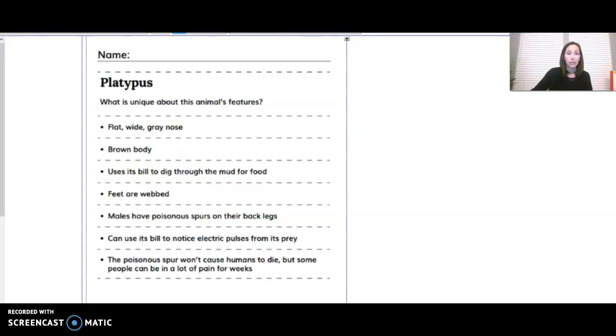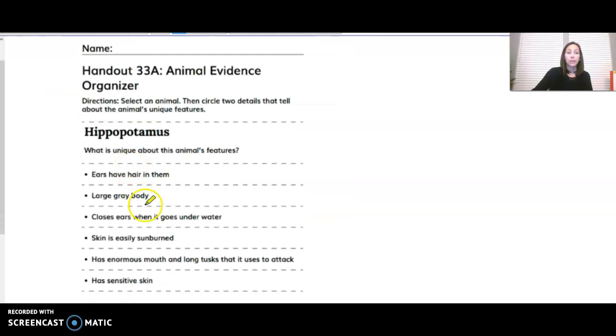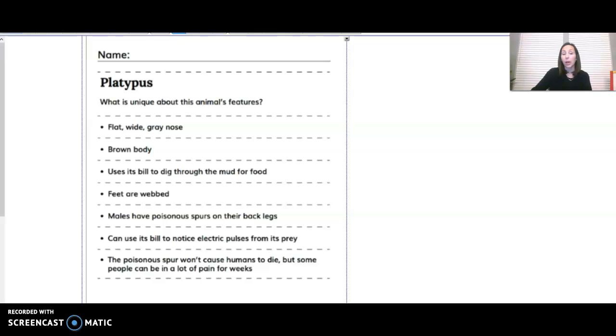All right, and then lastly, if you chose the hippopotamus, these details are all either about the hippo's ears or the hippo's body. So you would choose either the ears or the body. For the ears: hair in them, closes ears when it goes underwater, or 2 details that tell about the ears. If you're choosing the body of the hippo: large gray body, skin is easily sunburned, has enormous mouth and long tusks that it uses to attack, or has sensitive skin. Okay, so you can circle your 2 details about the feature that you chose for the animal that you chose.